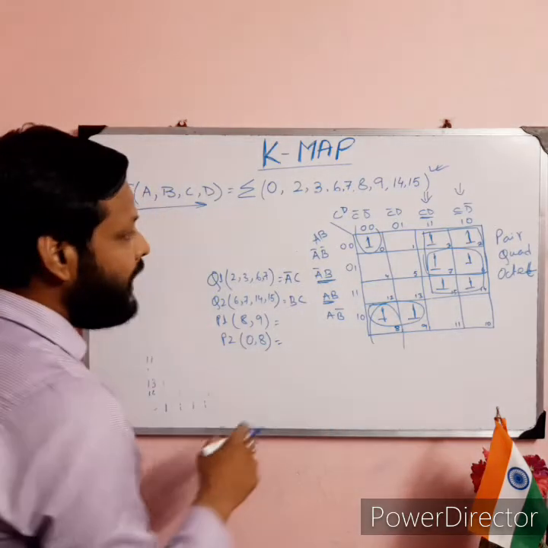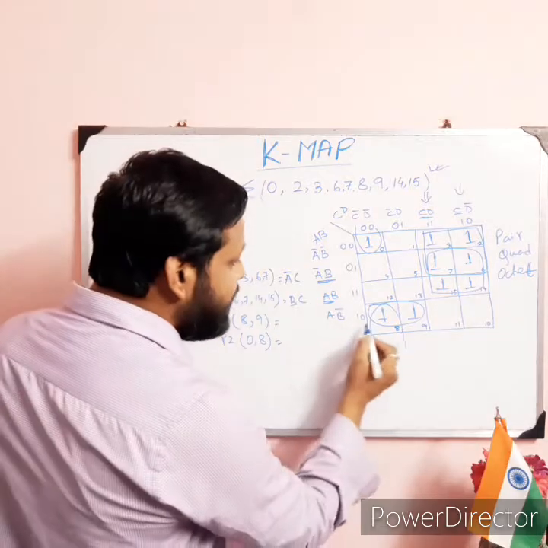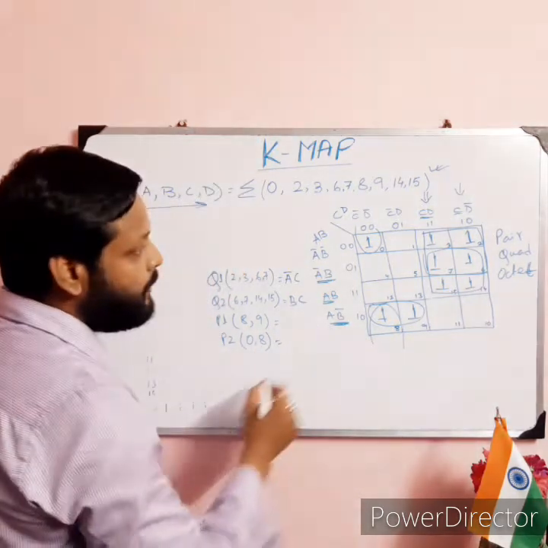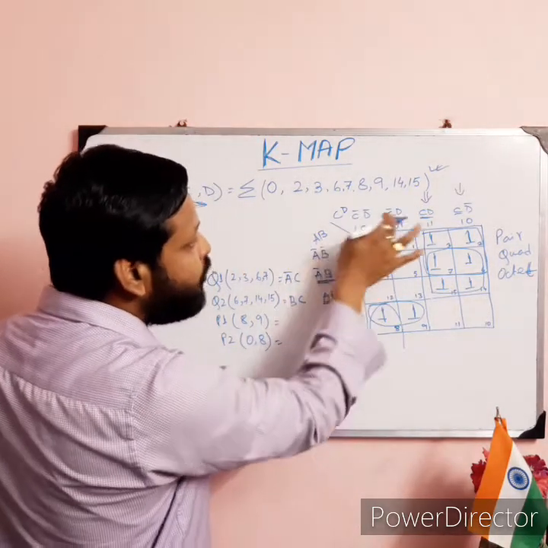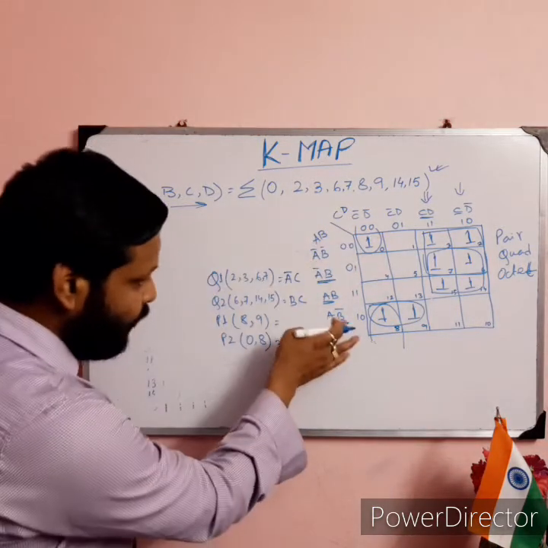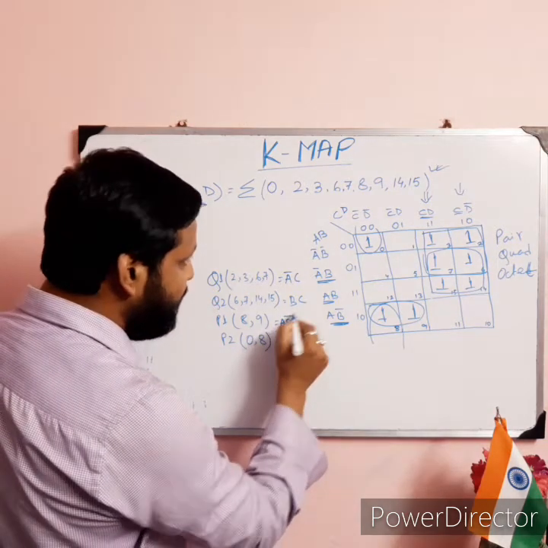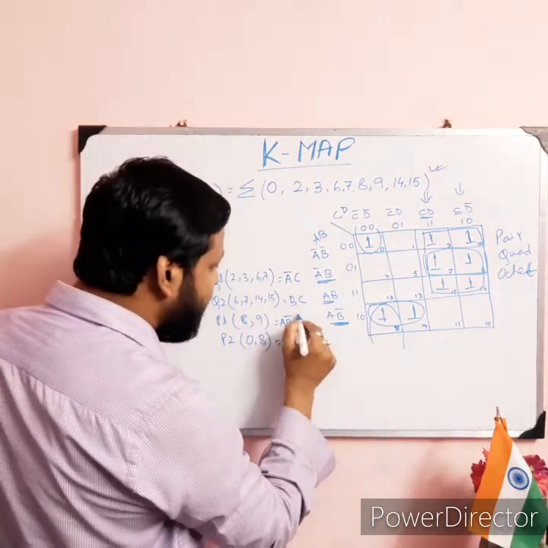For this pair 1, what do we have? Pair 1 is created by 8 and 9. So only this row is participating here, and these 2 columns. In these 2 columns, what is the common term? The common term is C complement, and 1 row is participating there. So we have to write A, B complement, and the common term is C complement.